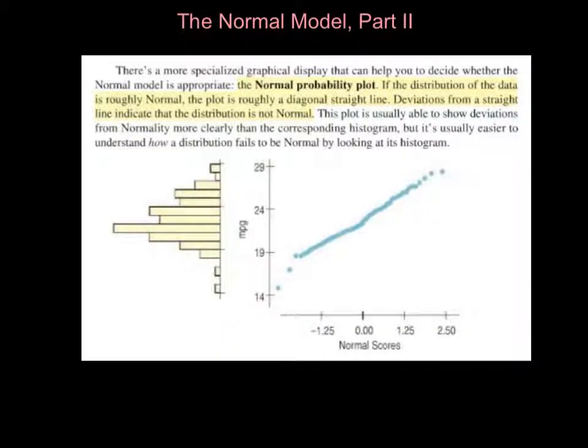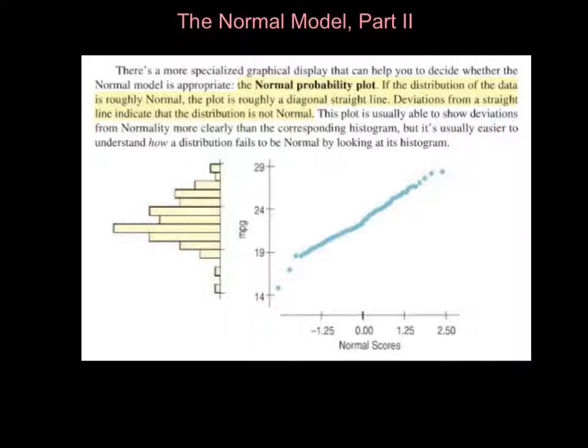Welcome to the normal model part 2. This is the second part of our chapter 5 conversation about the normal model. You should have all of the information necessary to be successful for chapter 5 information regarding the normal distribution. So first, let's take a look at the normal probability plot.